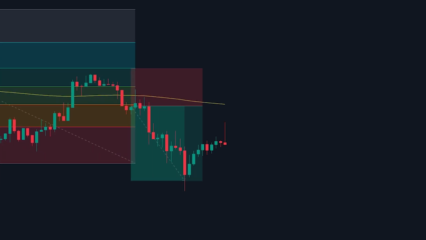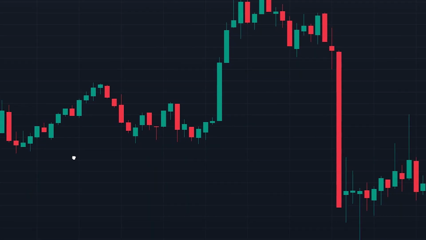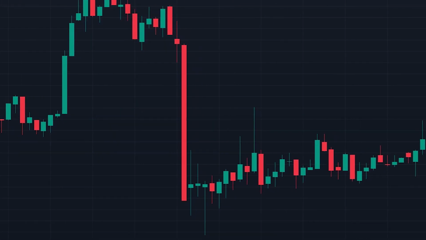I hope this strategy could show you how you can incorporate different indicators with the Fibonacci tool. Please remember to also test a strategy before using it in live markets.